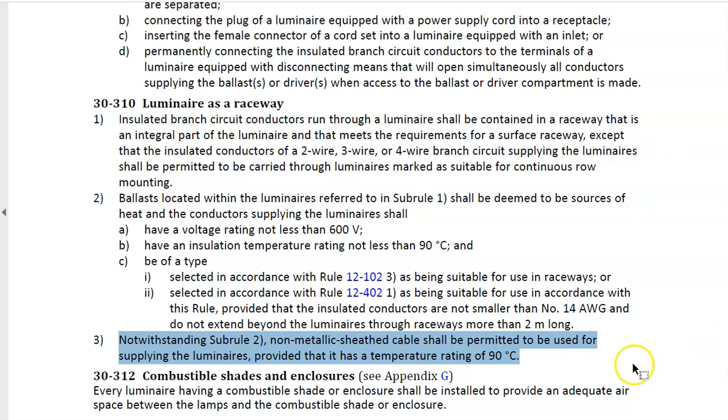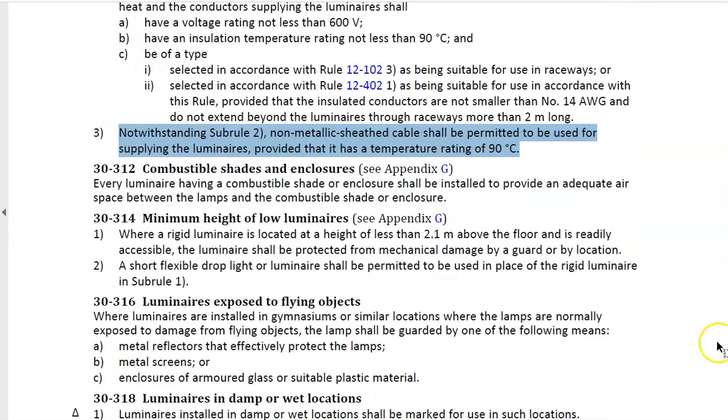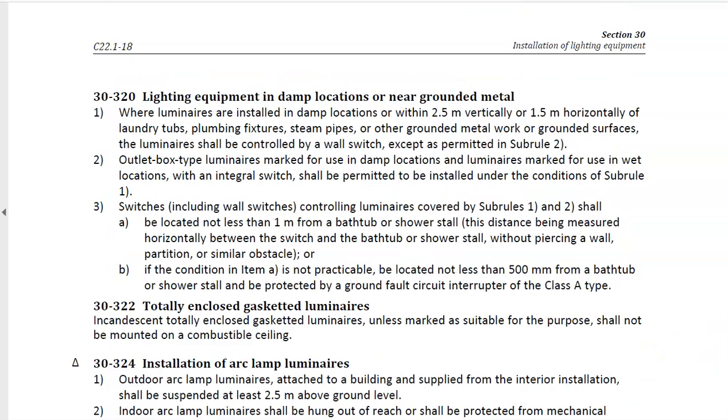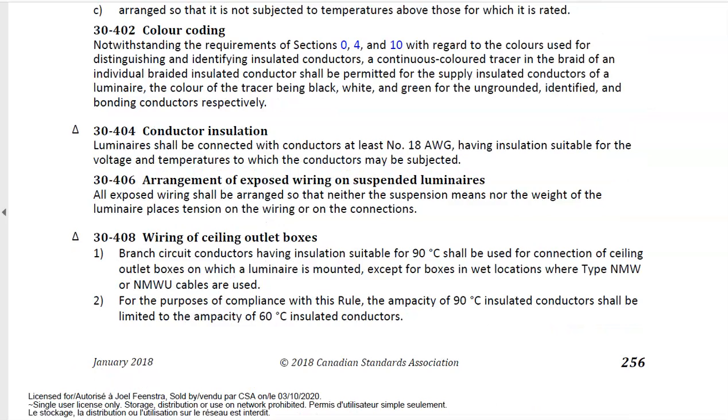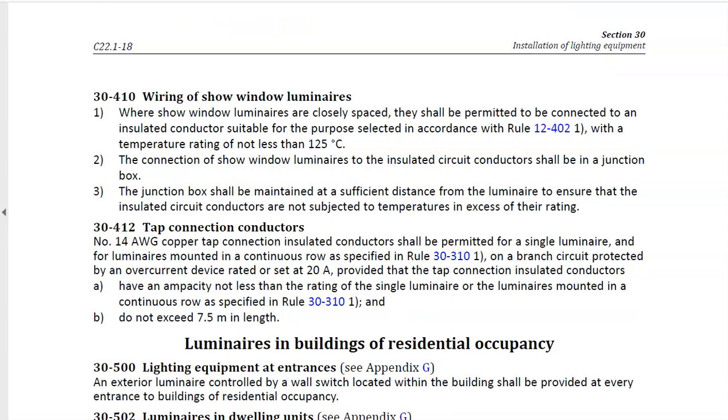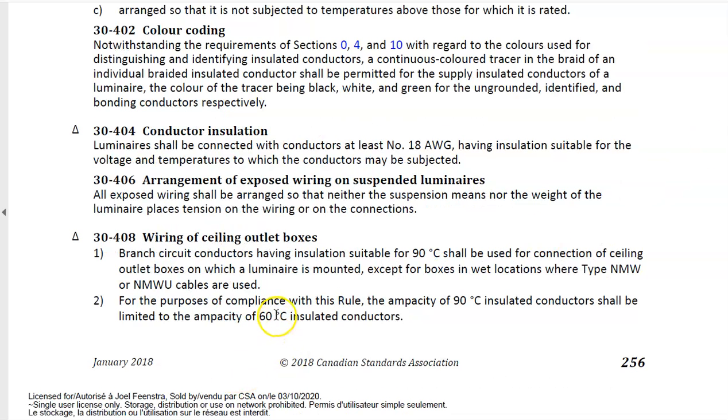Okay, we're going to skip down past some of that. Luminaires, these are just installation things. Damp locations near grounded metal. Wiring of lighting equipment, ceiling outlet boxes. Once again, general stuff. You should have covered all of this before. We'll just go up to this one here a second.